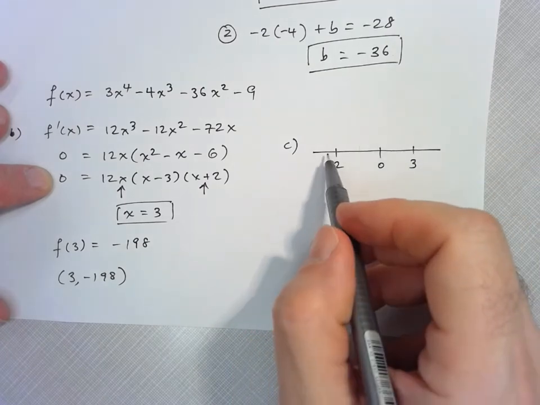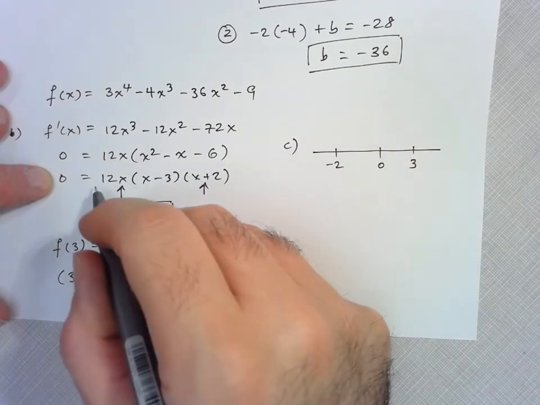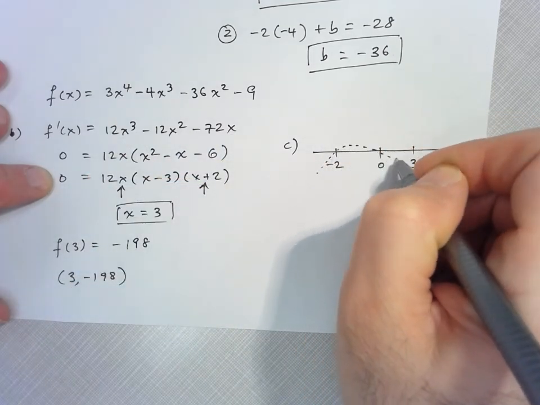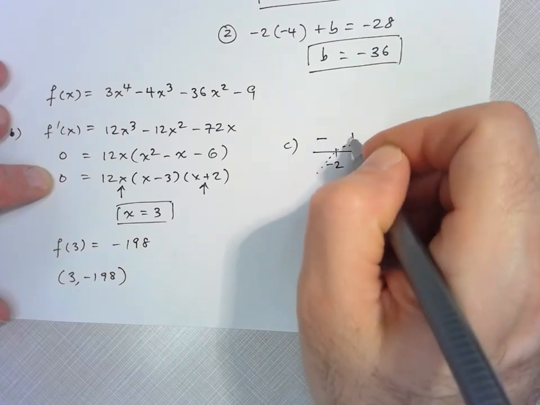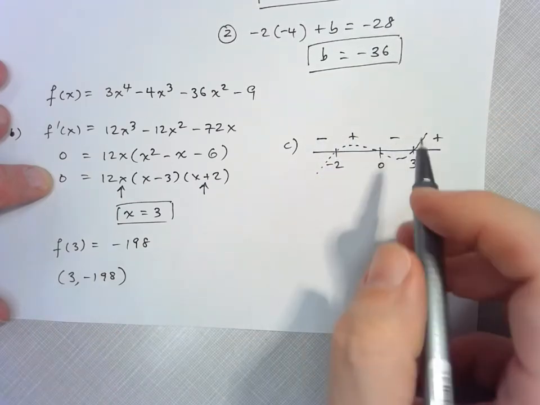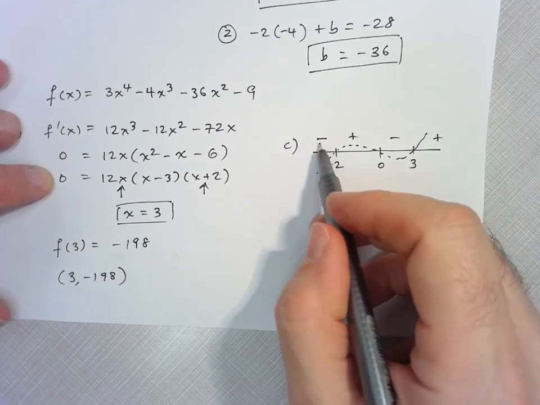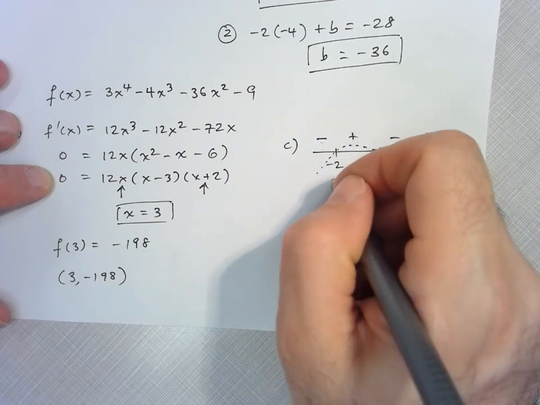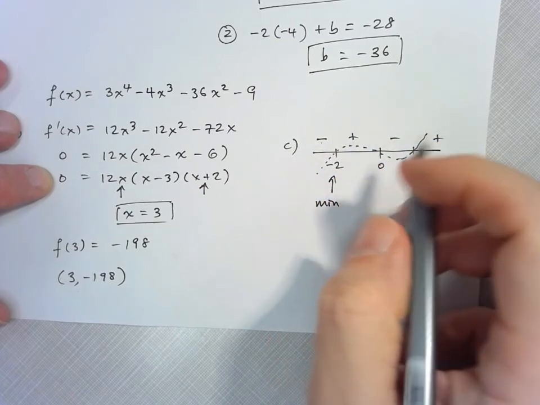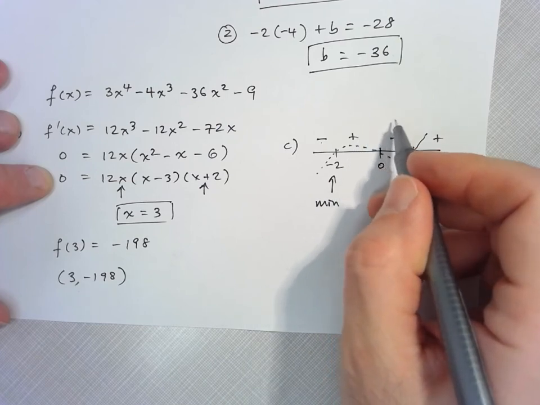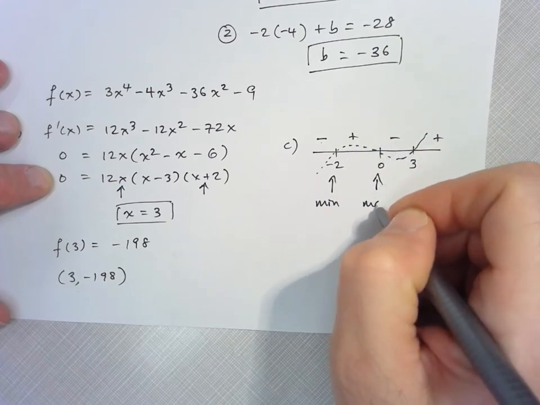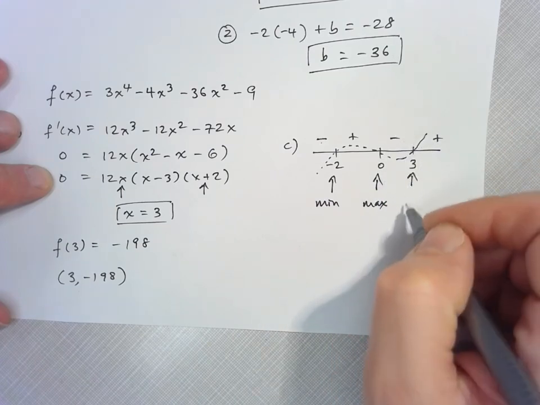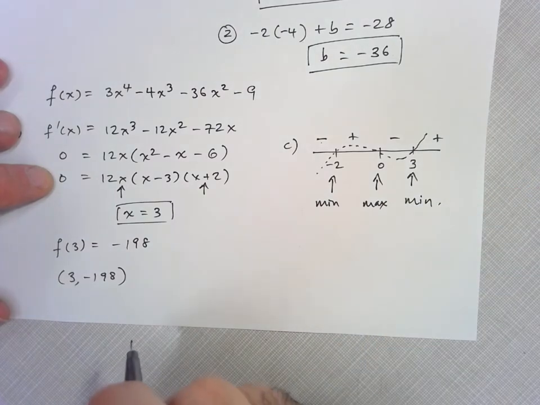And again, there's no need to actually plug numbers into the derivative, since this is just a cubic with a positive leading coefficient. We know that it behaves like this, so it goes from negative to positive to negative to positive. And so at negative 2, remember this gives us the increasing and decreasing behavior, so it goes from decreasing to increasing. So we have a min here. At 0, it's going from increasing to decreasing, so we have a max. And then again at 3, we're going from decreasing to increasing, so we again have a min. And that's it for this one.